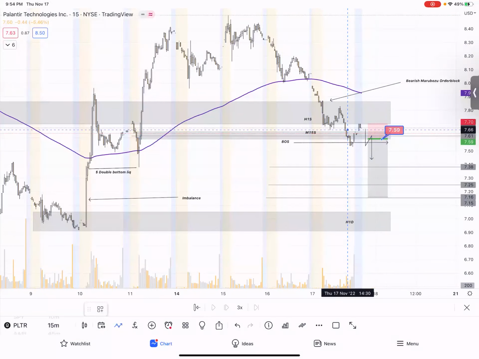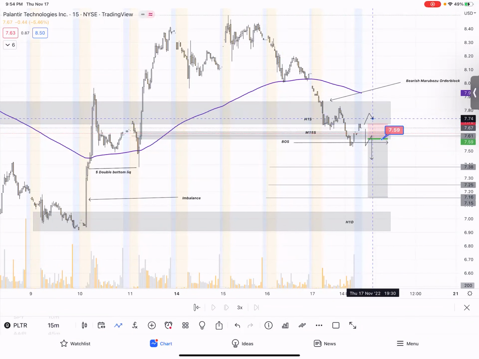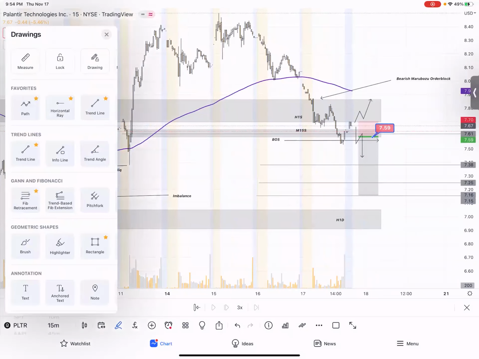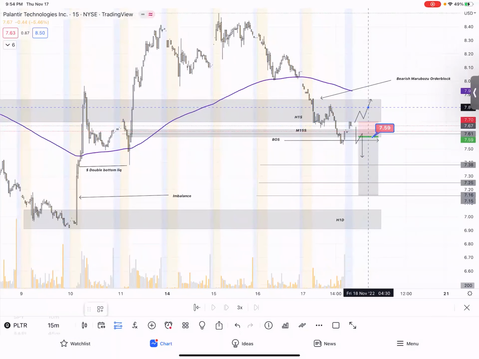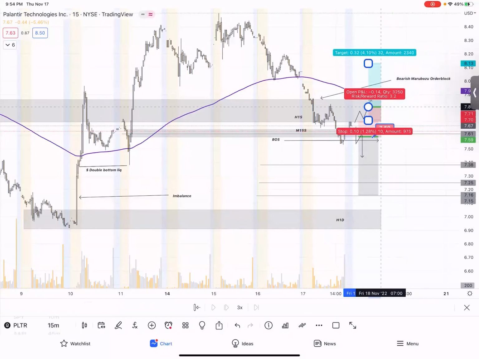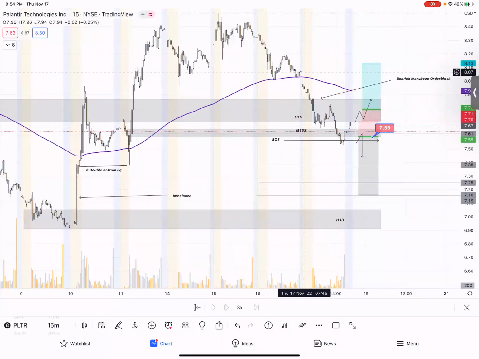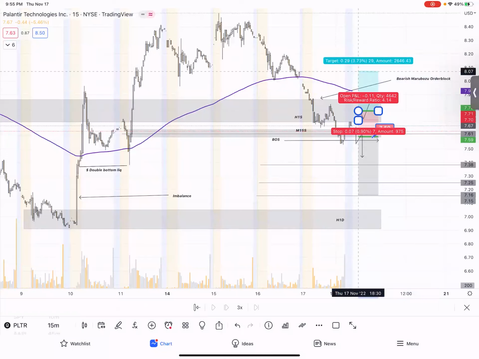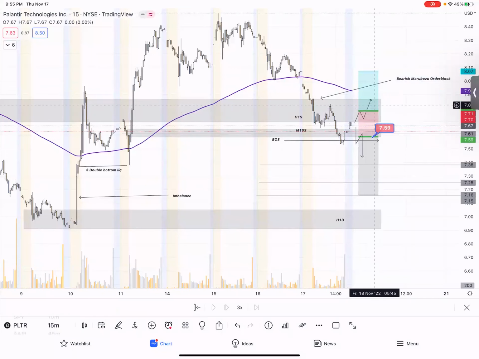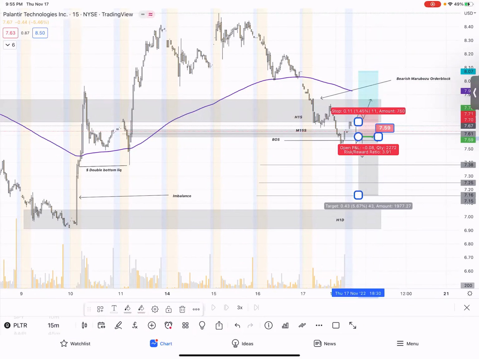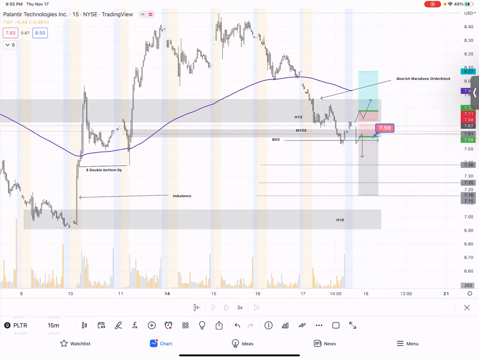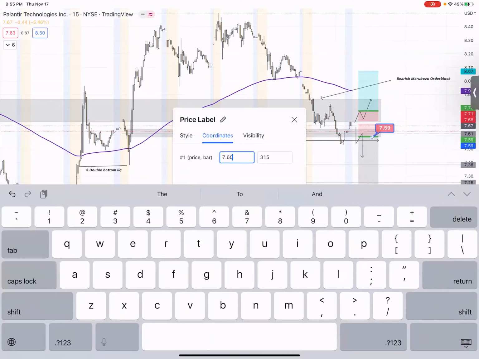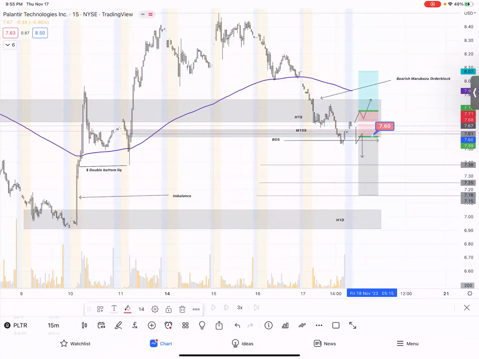If price does go long, I'll look for longs over 7.8. And the reason for longs would be to target these gaps that were left behind. But I'm not really interested in longs. So if price does invalidate structure, then I'll just look for another stock to trade. But if price gives us that break and retest of the 7.6 key level, I'll look to take shorts back down to 7.15.